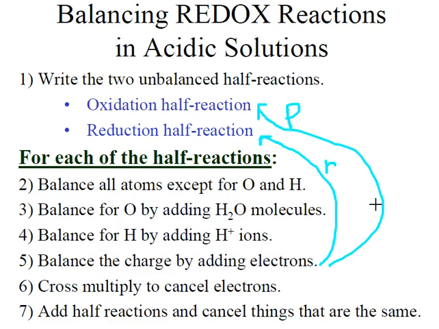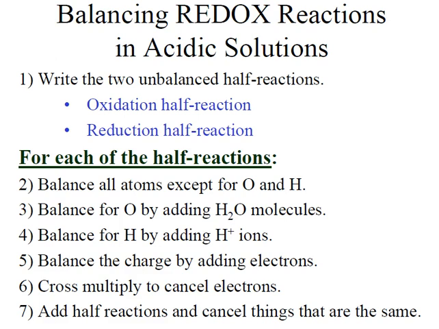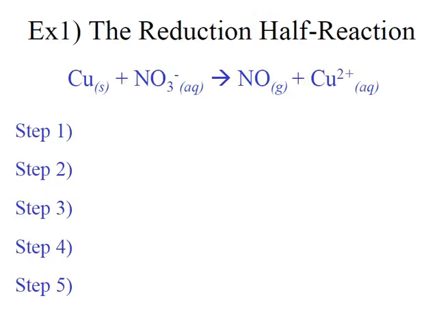We'll then put the equations back together and cross-multiply to cancel the electrons and cancel anything else that may be the same in both reactions. Okay, so let's practice this with our copper reaction. First off, we need to separate it into the reduction and the oxidation, and that's going to require knowing who was oxidized and who's reduced.